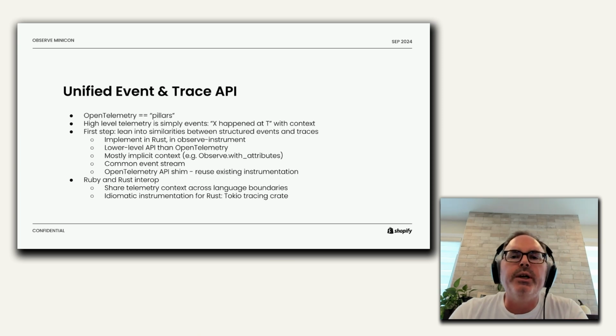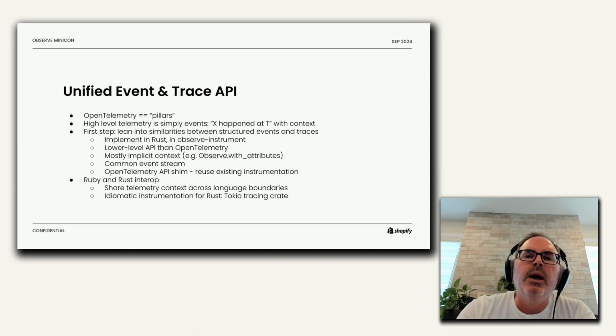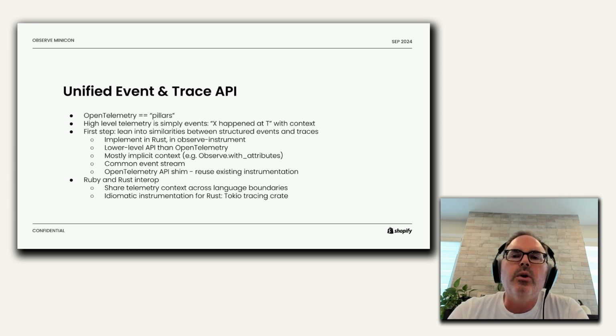Building an OpenTelemetry tracing API shim above this low-level API will allow us to leverage existing instrumentation in our applications and libraries, and auto-instrumentation for third-party gems. And finally, Rust and Ruby interop is increasingly important at Shopify, especially for data access and communication libraries. So we need to provide a mechanism to share or transfer telemetry context between Ruby and Rust in both directions, and allow Rust developers to instrument their code in an idiomatic way. The Tokio tracing crate has overwhelming mindshare for instrumentation in Rust, so we want to make sure that we can leverage that.